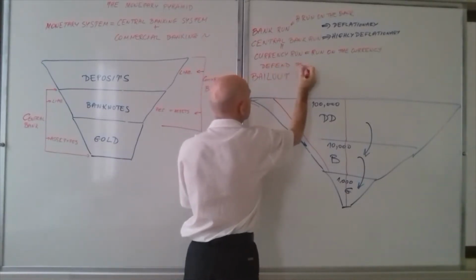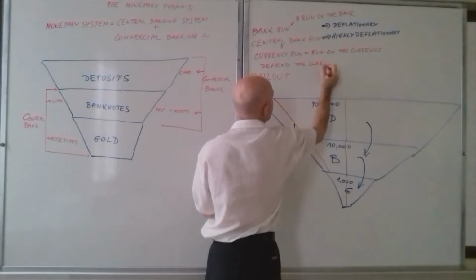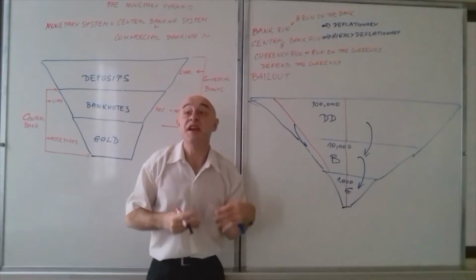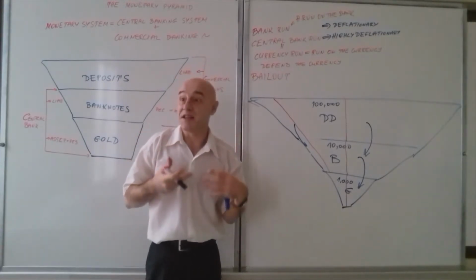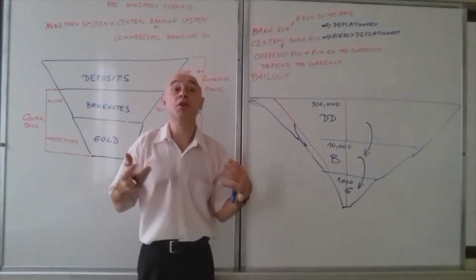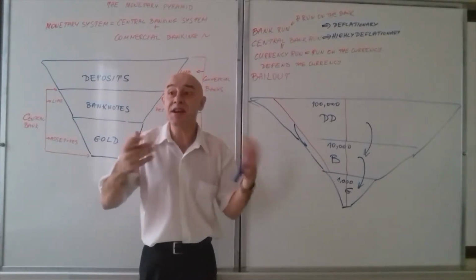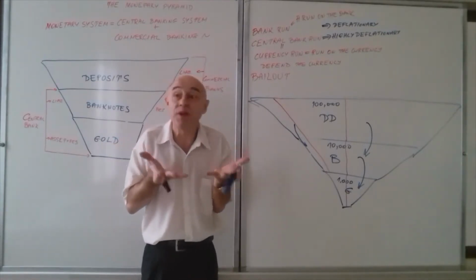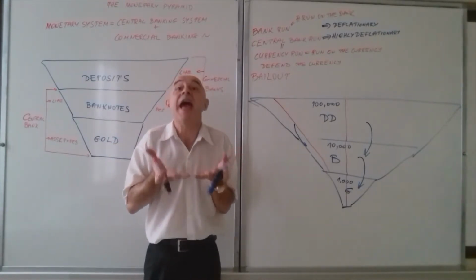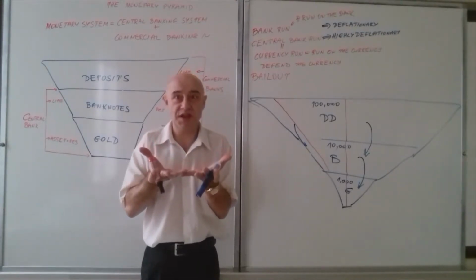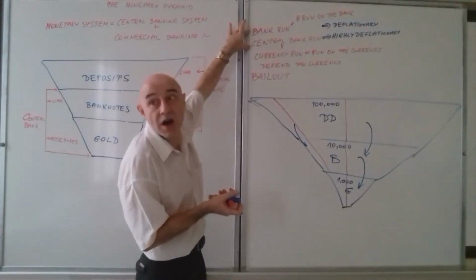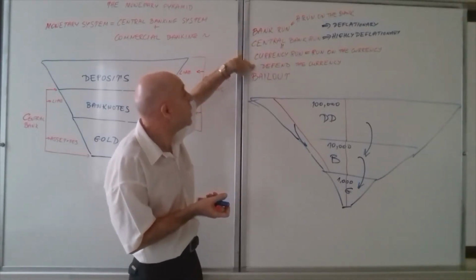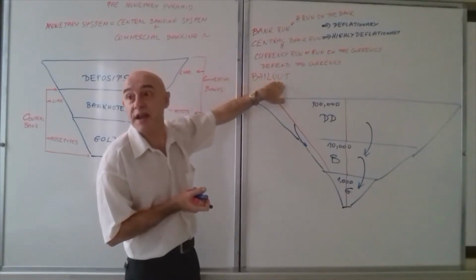Defending the currency is an attempt by the central bank, monetary authorities, and the government to maintain as high as possible the value of the currency and confidence in it, because all of these runs are a result of a loss of confidence. So the government is going to defend the currency, and it will get a bailout.